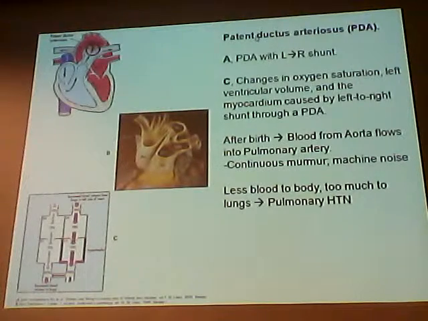where it shouldn't. A patent ductus arteriosus. The problem is there's a connection from the aorta into the lungs that we still maintain. If you remember earlier, what I said is that it's supposed to close off, and when it closes off, it's supposed to separate the pulmonary from the systemic circulation. But in this case, it's not separated, so that can cause less blood going to the body, too much going to the lungs, and that again can lead to hypertension.